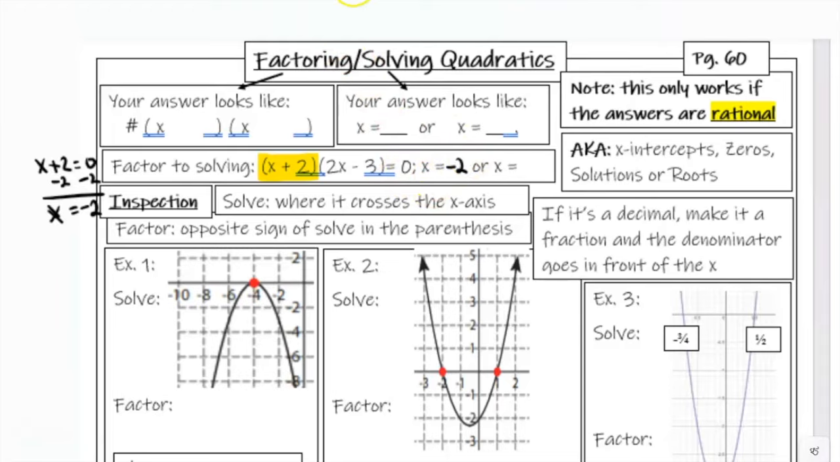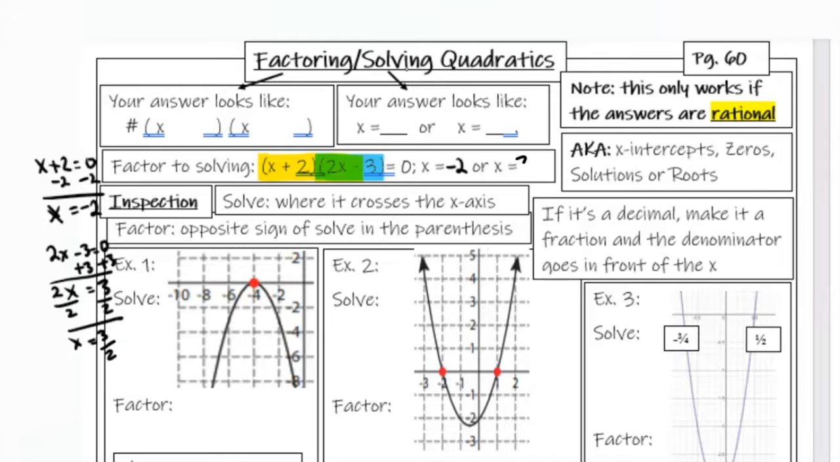Now, the other side of that is, instead of having the first parentheses be equal to 0, you can do the second parentheses. So if I take my second parentheses and set that equal to 0, that will also make this equation true. So let's go ahead and do that. I have 2x minus 3 is equal to 0. So what do we do? We add 3 to both sides, so you're going to get 2x is equal to 3. Then what do we do? Divide by 2 on both sides. So I'm going to get x is equal to 3 over 2.